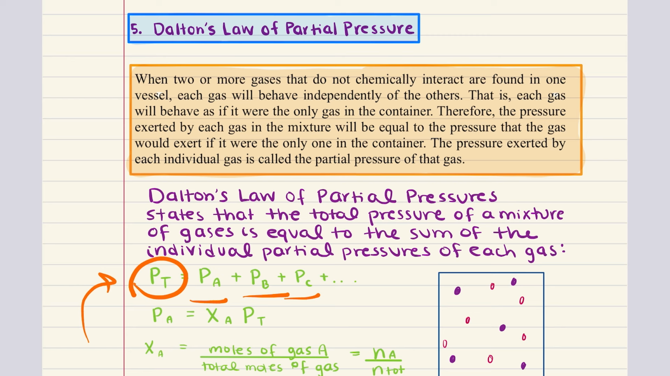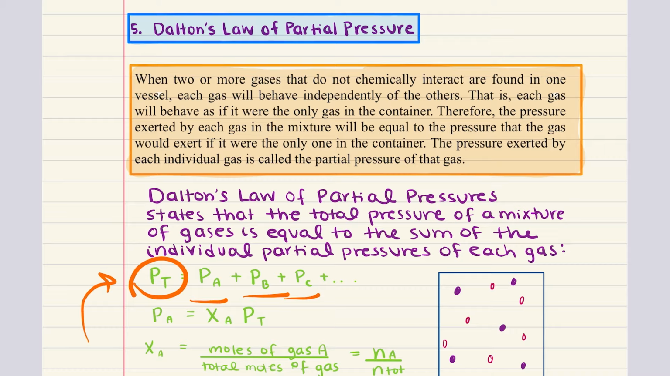PT is the total pressure in the container. PA is the partial pressure of gas A. PB is the partial pressure of gas B, and so on and so forth. And again, when more than one gas is in a container, each contributes to the whole as if it were the only gas present. If you add up all of the pressures of the individual gases, you get the total pressure of the system.